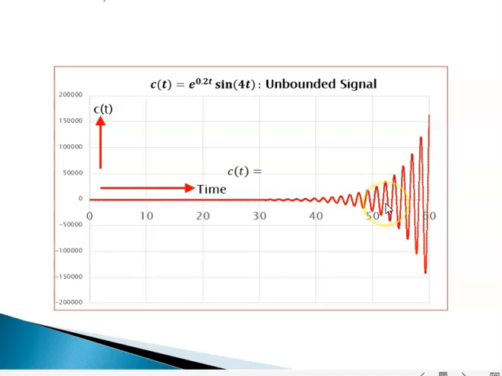This is definitely an unbounded signal. You can see it is growing boundlessly. You can see here as t tends to infinity, C of t tends to infinity. So it is an unbounded signal.